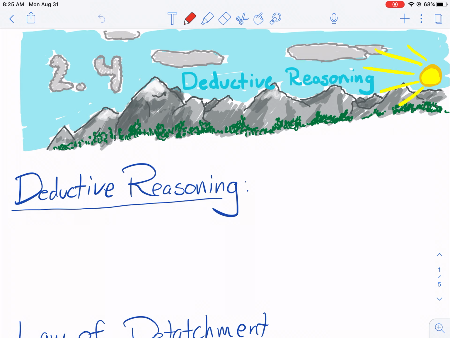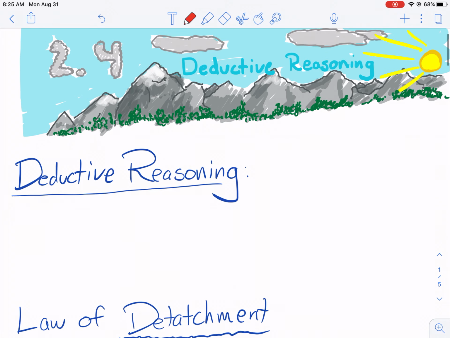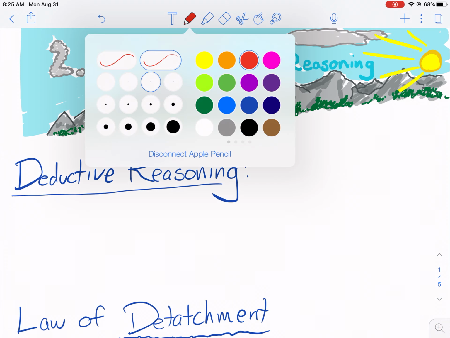You'll notice that this painting here was inspired by Bob Ross with some happy trees and a happy little sun, some happy clouds. So hopefully we'll happily complete these notes. Let's go ahead and get started.